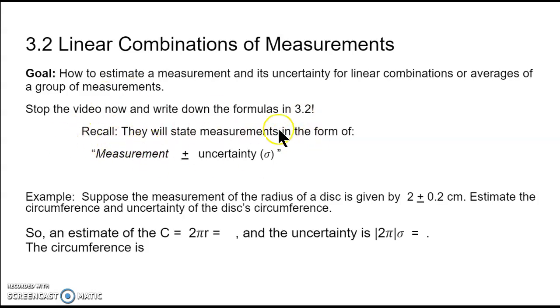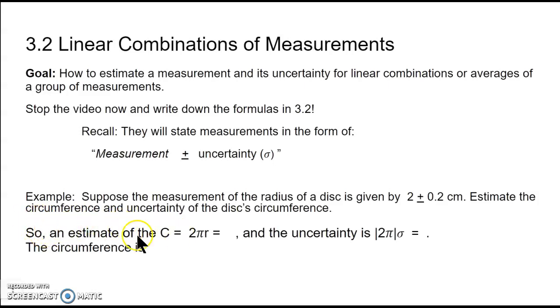Notice in this book, they're always going to state measurements in the form of this measurement plus or minus uncertainty, and that uncertainty will be either a population standard deviation or an S. Here's an example. Suppose the measurement of the radius of a disk, a circle, is given by 2 plus or minus 0.2 centimeters. So this is our measurement, 2, and 0.2 centimeters is some sort of uncertainty measure, maybe a standard deviation. We want to estimate the circumference and the uncertainty of the disk's circumference.